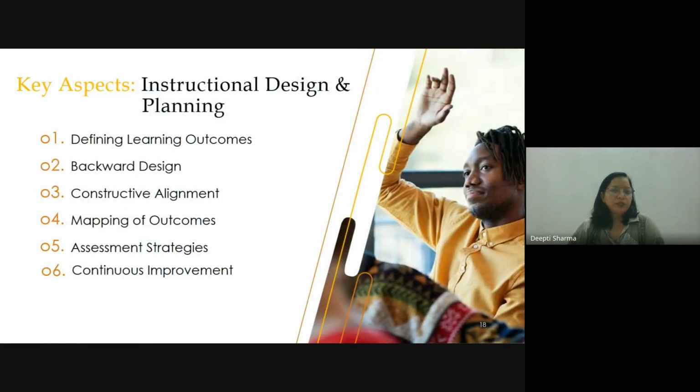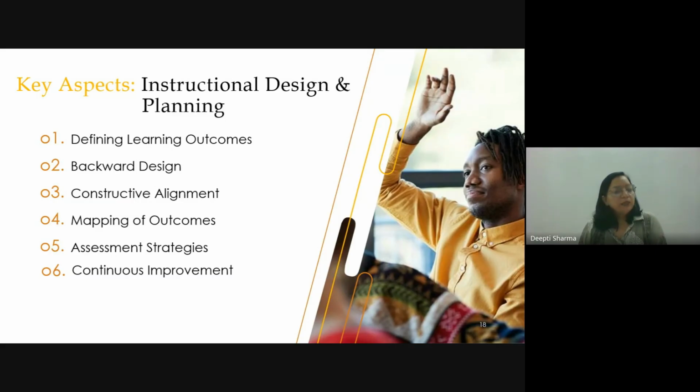There are certain key aspects of instructional design and planning. Defining the learning outcomes: be very, very specific while defining the learning outcome, because we are going to map all the things during the teaching-learning process with the learning outcome. The learning outcome cannot be a single statement that the student is going to learn this particular concept, this particular concept. No. The student is going to actually analyze, apply, implement, and create the outcome from these particular concepts. So while defining the learning outcome, one should be very specific.